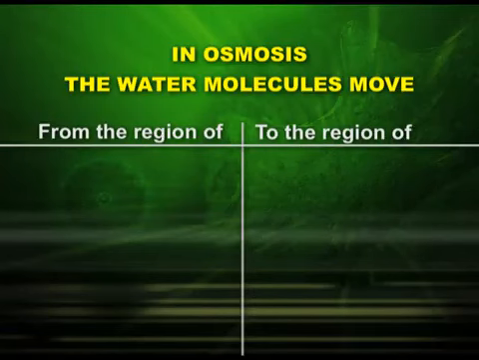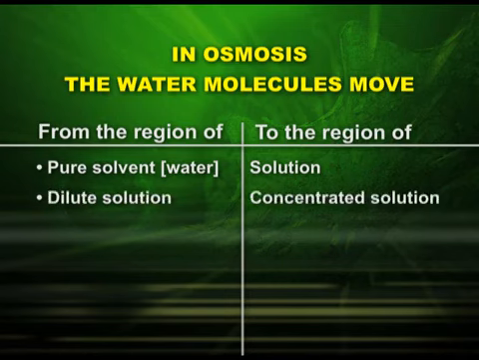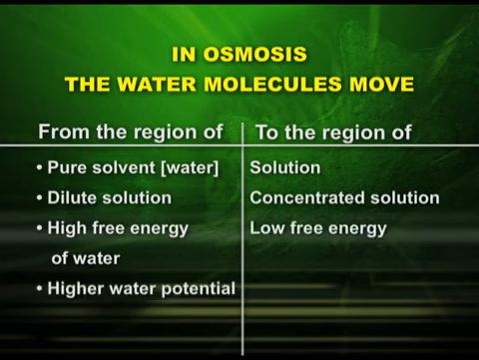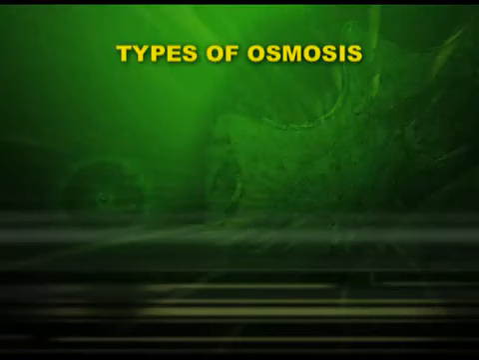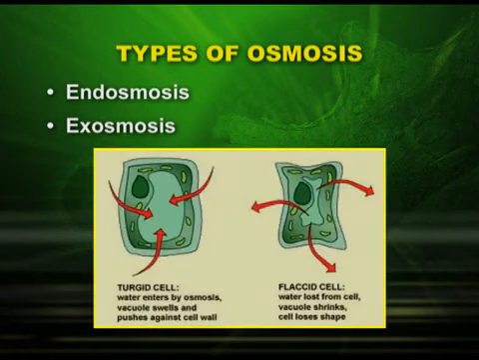So, if we summarize the osmosis process, the movement of water molecules is from pure solvent water to solution, from dilute solution to concentrated solution, from high free energy of water to low free energy, from higher water potential to lower water potential. Now let us learn about the types of osmosis. Osmosis is of two types, endosmosis and exosmosis. Let us see the two processes in the following diagram.